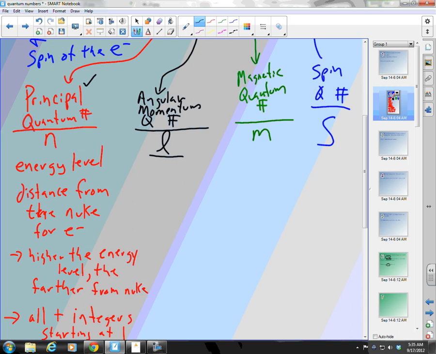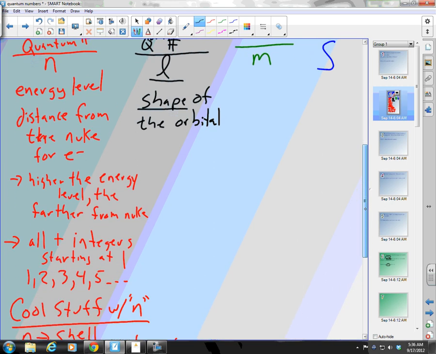The meaning of the angular momentum quantum number is that it indicates the shape of the orbital. Based on L, we're going to have different shapes to the orbitals, and we'll get into those shapes more specifically a little later. But that's the meaning. It represents the shape of the orbital.